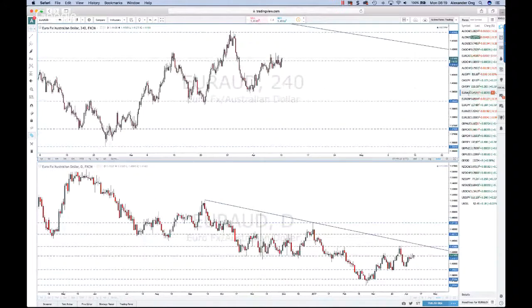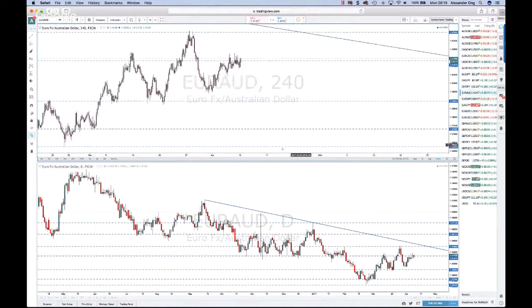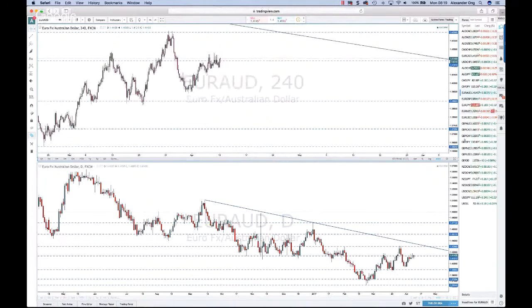Euro Aussie. Okay, so looking at this one here, we can see that there is a big downtrend. It goes all the way back here, but we've got this trend line holding it in place. So there's definitely a downtrend. The short-term momentum has been to the upside, but we still are going to remain sellers in this market.